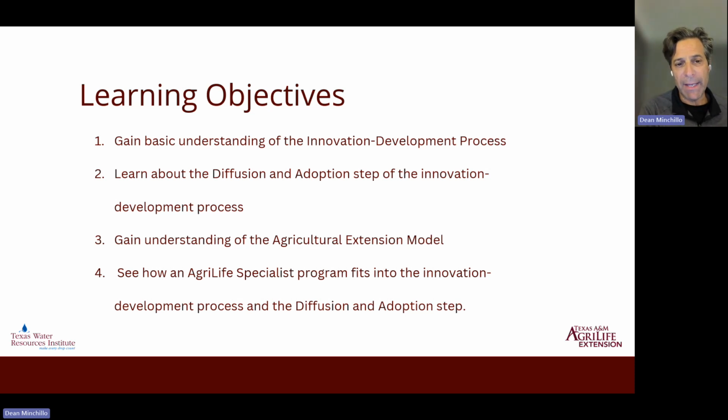And then I would like you to gain a good understanding of the agricultural extension model. This is pretty important considering Texas A&M is a land-grant university, and agricultural extension is a big piece of Texas A&M. Finally, I'll try to bring it all back together with a program that I'm working on, and how all 6 steps fit into this program development, and especially how important the diffusion and adoption step is to the program.